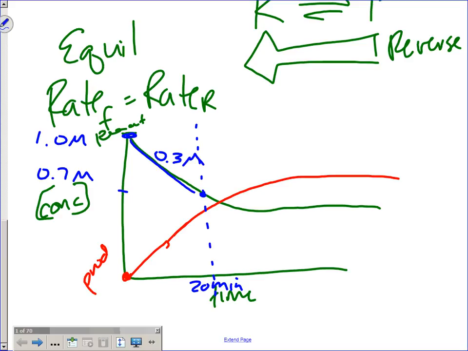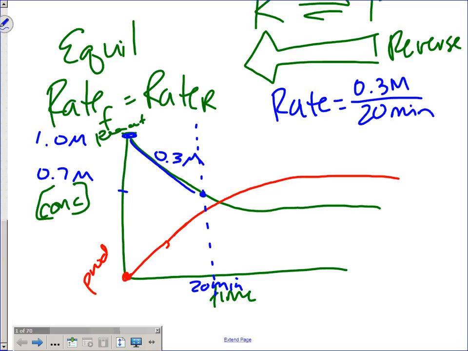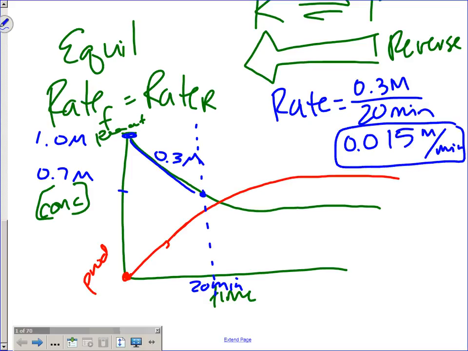So what's the rate of change? Rate of change is 0.3, meaning the change in the molarity, over what? 20 minutes. So somebody got a calculator? Phone calculator, what does that do? Unless you're doing it in your head. 0.015, okay. So that's molar per minute. Okay, so basically you could look at a graph and you could calculate the rate.